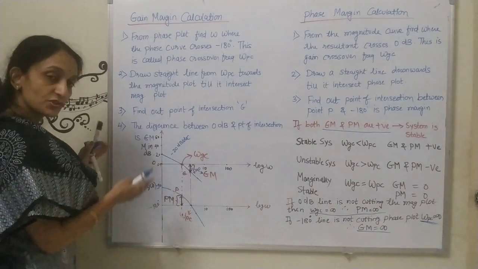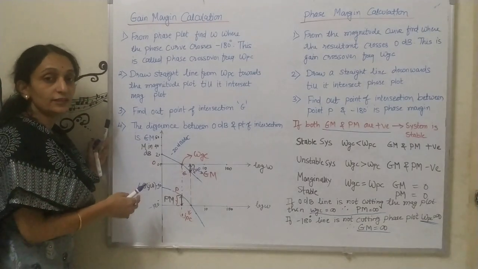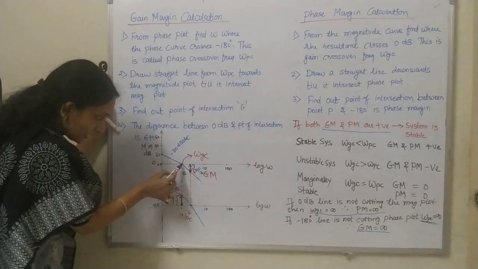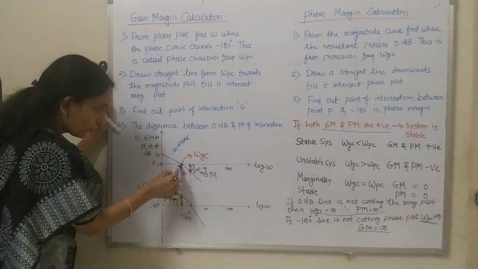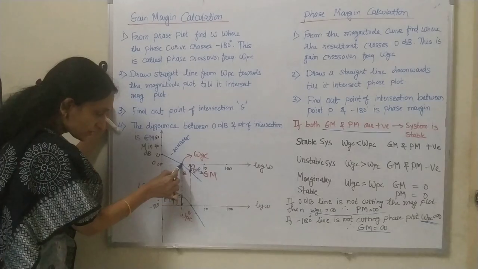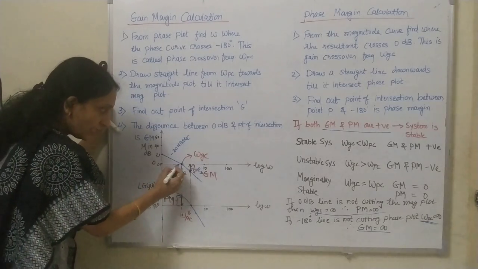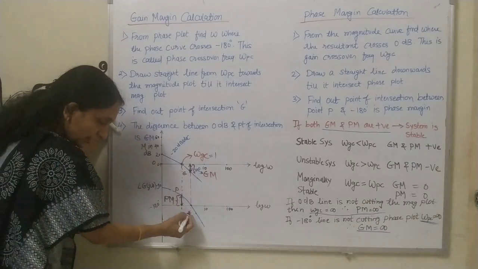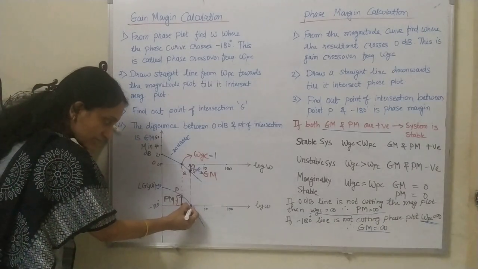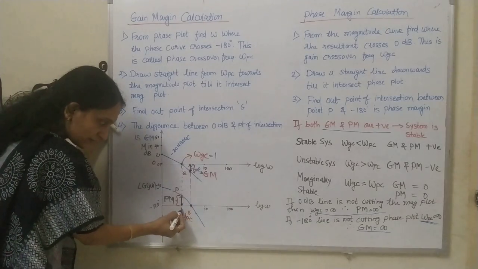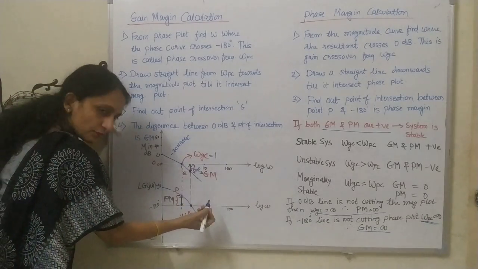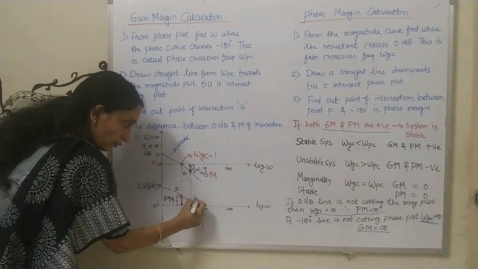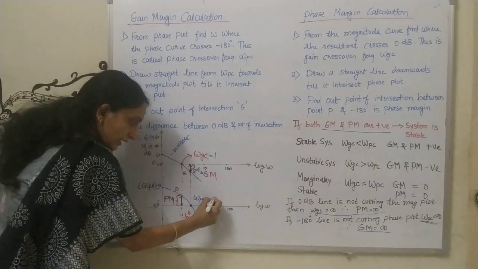Now we will check the stability for the example I have considered. Look at this, you can check that this is omega GC. This is the point of intersection of the magnitude plot with the 0 dB line, and I got omega GC as 1 here. But you can check that this is actually omega PC, and if omega GC is 1, omega PC may be 4 or 5, approximately. Suppose I am getting omega PC as 4.